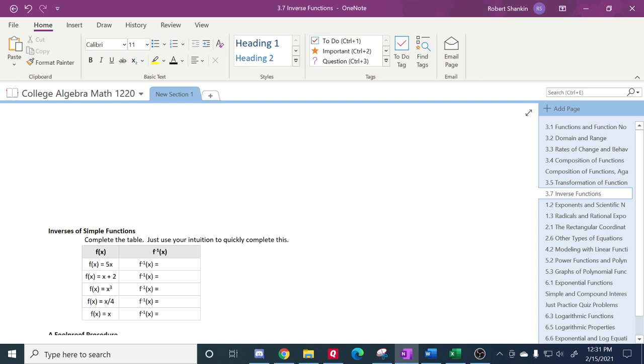Complete this table. Okay, another 30 seconds.